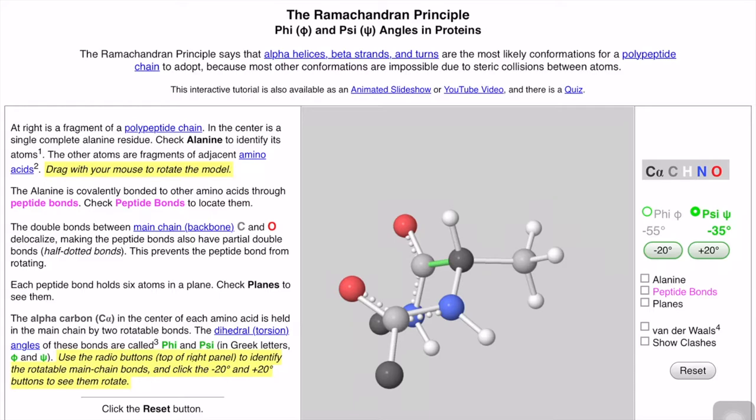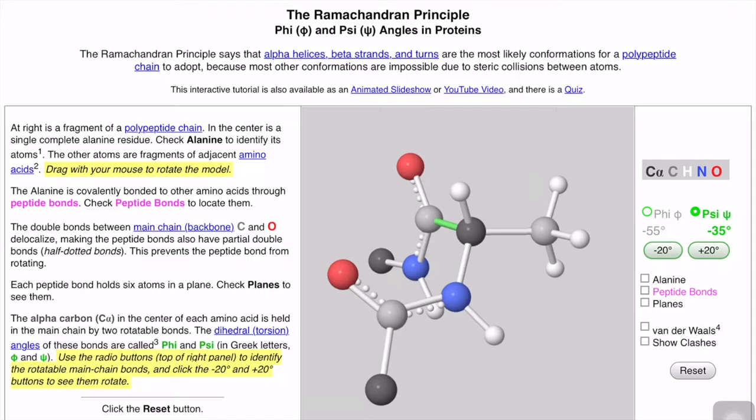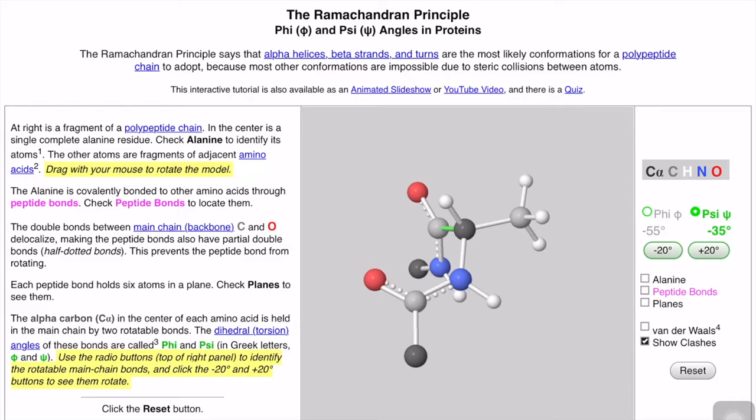And now we can click a button that shows us the potential for steric clashes between side chains and backbone atoms in these various conformations. So one of the things you can see is that in the alpha helical conformation, there's not a lot of steric clashes, and that's great. Now let's see what would happen if we start changing some of these dihedral angles.